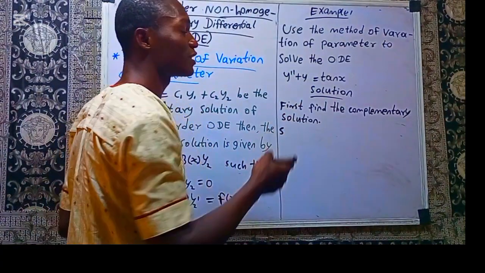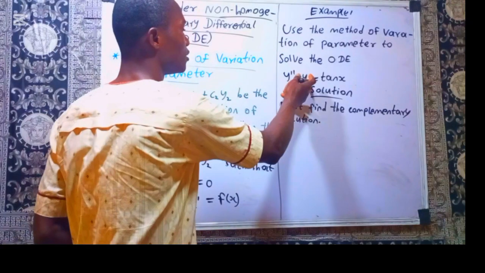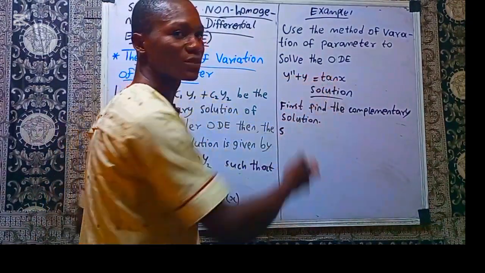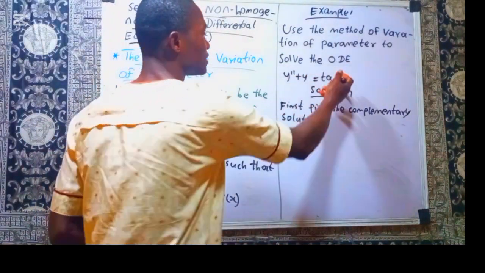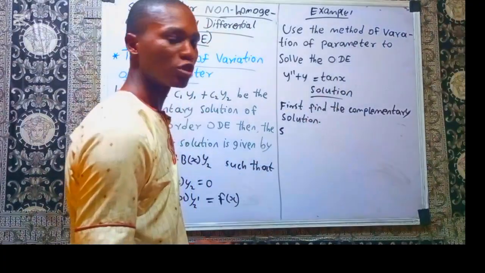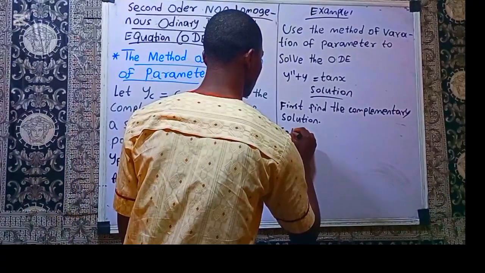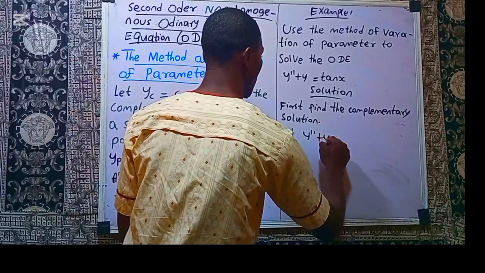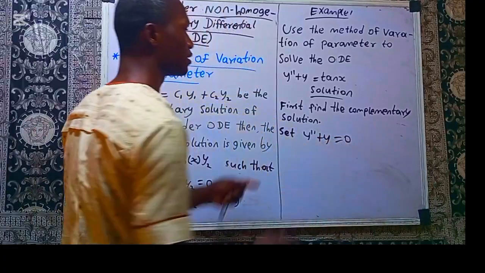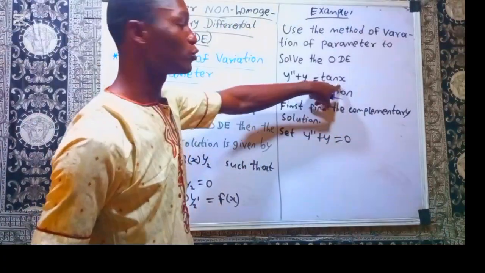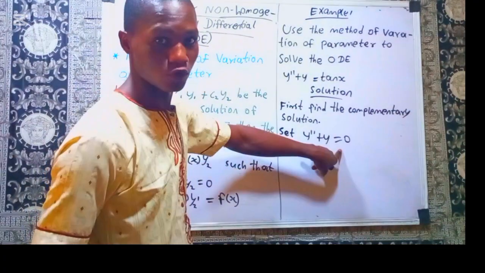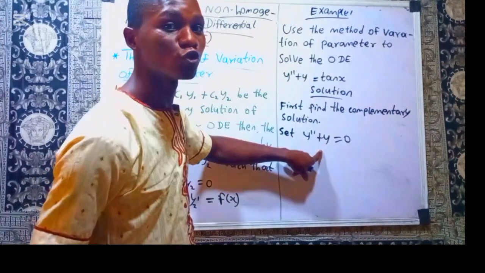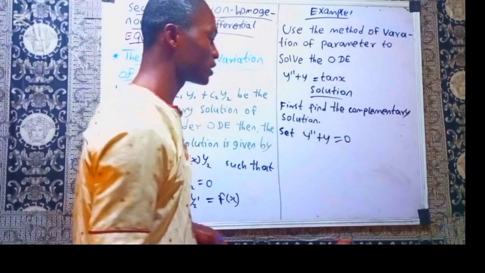You find the complementary solution by taking the homogeneous part of this equation. That is setting this one to be 0. You take the homogeneous part. So you set y prime prime plus y equal to 0. You set this to 0. You will now have a homogeneous ODE. So you are going to use the homogeneous part to find the complementary solution.